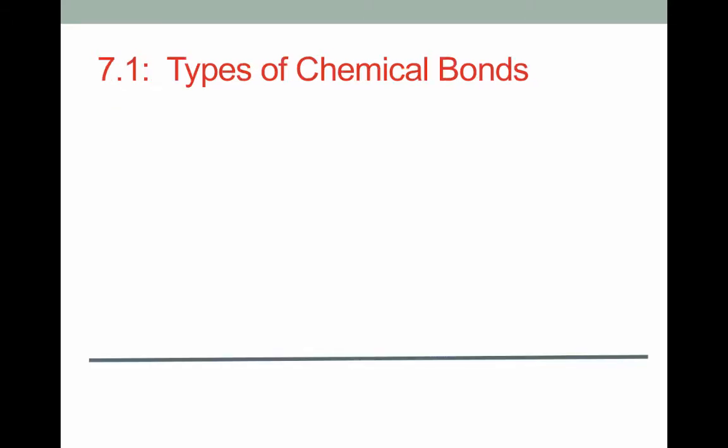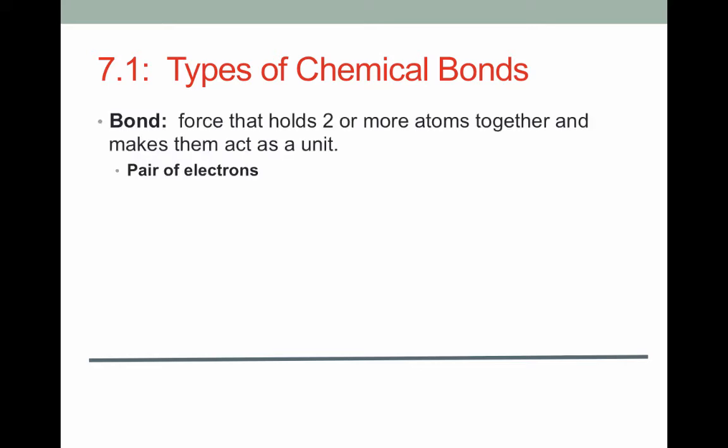Let's start by defining what a bond is. Bonds are something that we've talked a lot about, but we haven't officially defined yet. So a bond is a force that holds two or more atoms together and causes them to act as a unit. A bond is made of a pair of electrons. Now, what happens to those two electrons can vary depending on the type of bond. Either two atoms can share that pair of electrons, or one of those electrons can be transferred from one atom to another. Whether the electrons are shared or transferred determines what kind of bond we have.